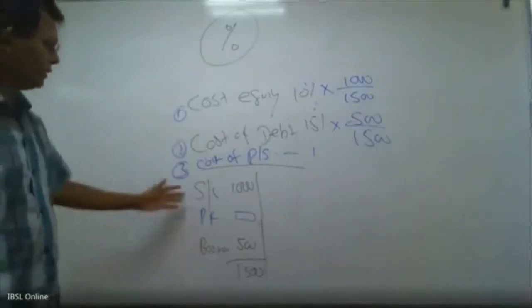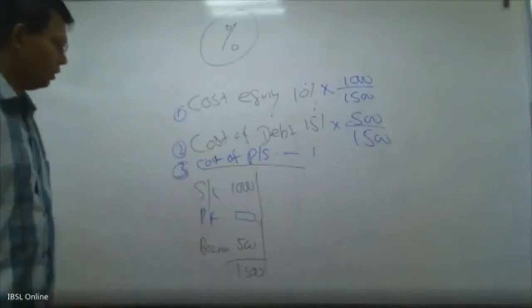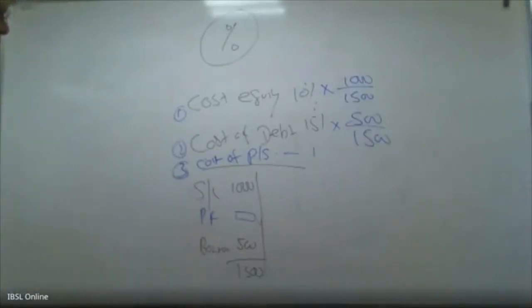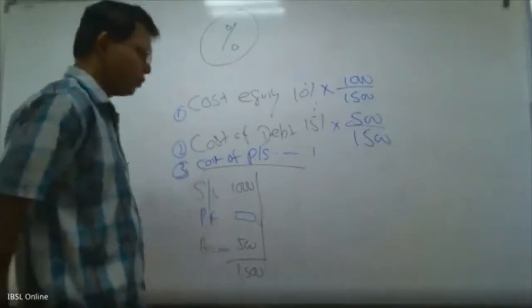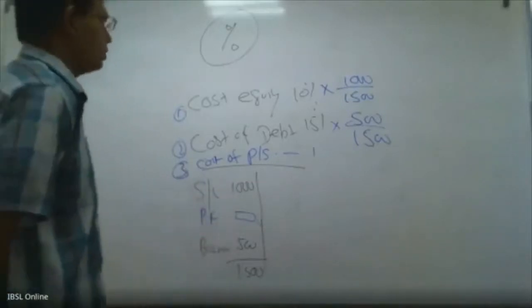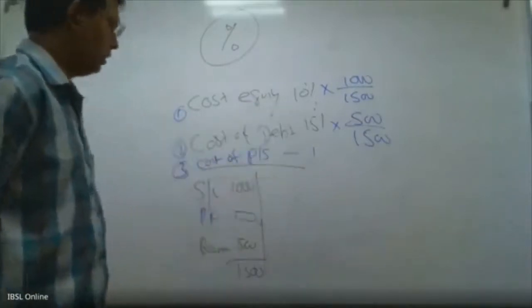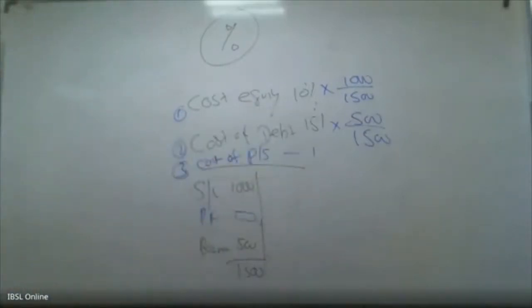Now, this is the balance sheet. $1,000 is the share capital out of 1,500. So then the cost is given as 10%. So how do you calculate this one, particular one?